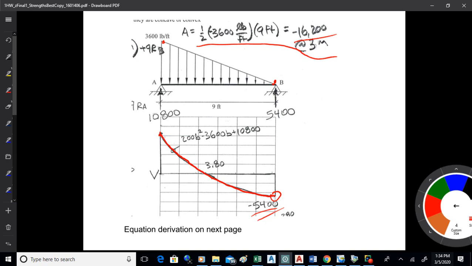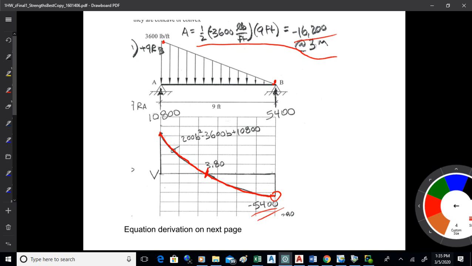Now the issue is the next step. I've got to get to the moment diagram. To do that, the first thing I've got to know is where this zeroes out, because I've got negative area to the left and positive area to the right. The other thing is I want a function for that line, because I'm going to have to integrate it to find the area. Those are a couple of things I'm thinking about here.